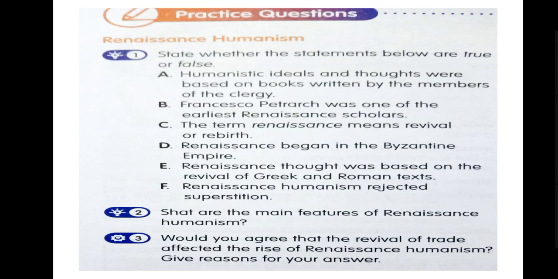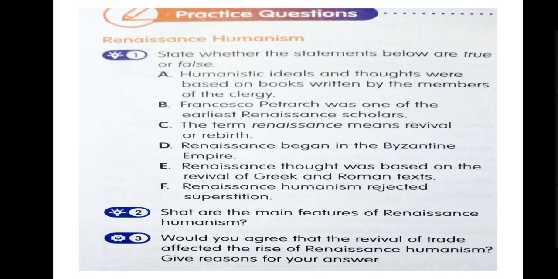Now the third: would you agree that the revival of trade affected the rise of Renaissance humanism? Give reason. Yes, I think the revival of trade affected the rise of humanism. The reason, first of all, the revival of trade with the Byzantine Empire. City-states such as Genoa, Venice, and Florence began to flourish. So traders very frequently started trade with these places.